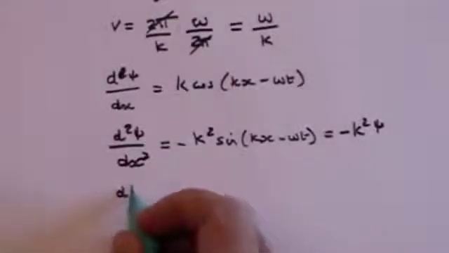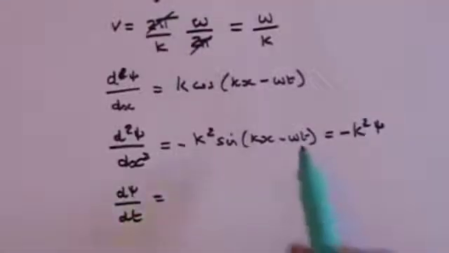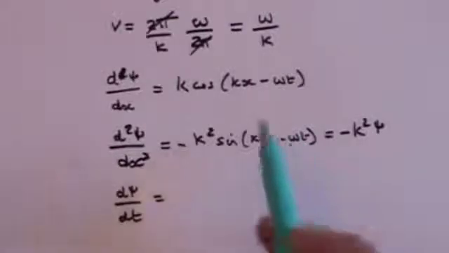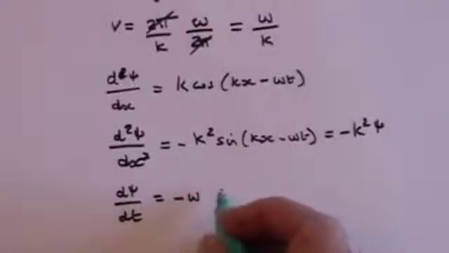Now let's take that wave function, and this time we'll differentiate it with respect to time. So d psi with respect to time is equal to, well, when you differentiate with respect to time, you now bring the minus omega term on the outside, so you're going to get minus omega, and then the sine changes to cosine.